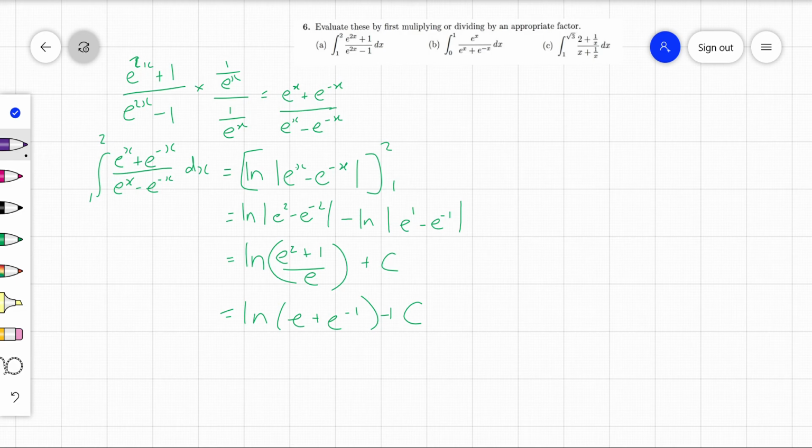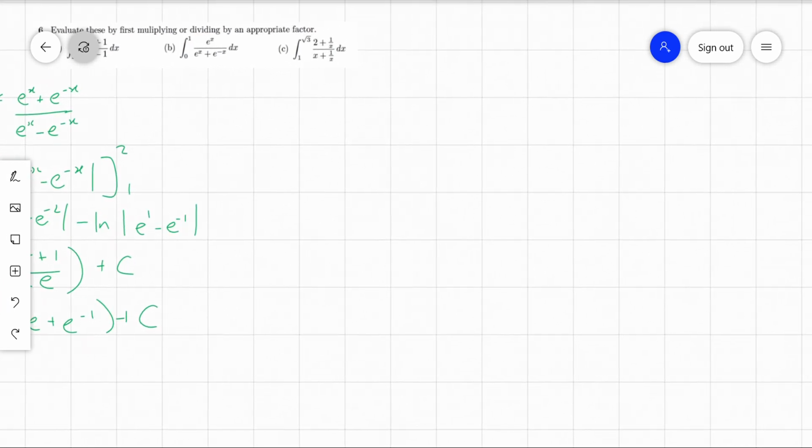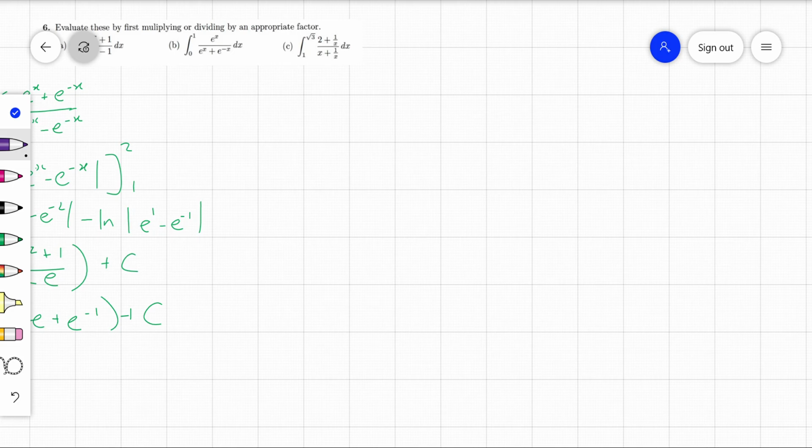So let's have a look at B. What should we do? Let's try and multiply by e to the x. If I multiply by e to the x on both top and bottom, I always like just to multiply by something on top and bottom. What does that give us? We get e to the 2x on the top. On the bottom, we get e to the 2x as well. And here we get plus 1. Now that might be helpful because the derivative of the bottom is close to e to the 2x. We just need a 2 out the front.